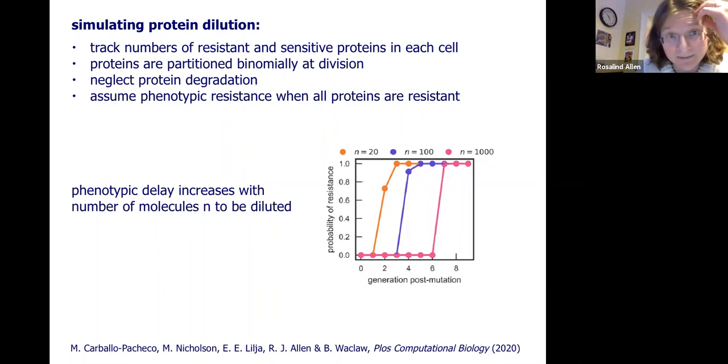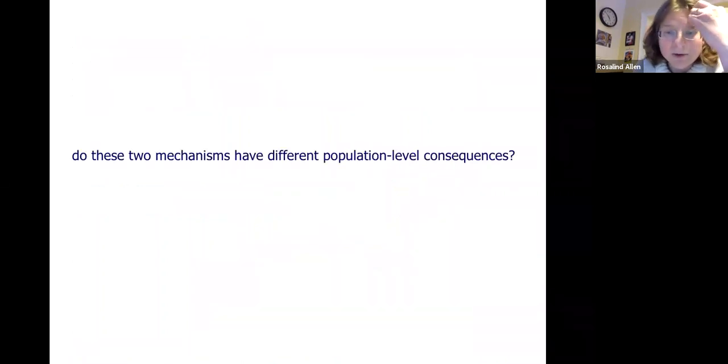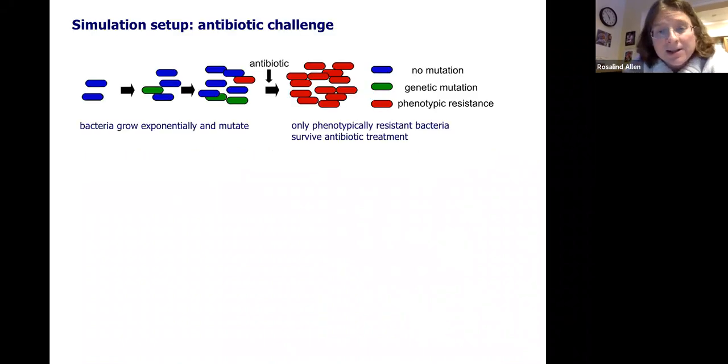So a question that we tried to address in this project is, considering that there are these two mechanisms for causing phenotypic delay in bacteria, do they have different consequences at the population level? So what are the effects of these two mechanisms? And we're particularly interested in antibiotic resistance. So we simulated the setup which is shown here, an antibiotic challenge experiment.